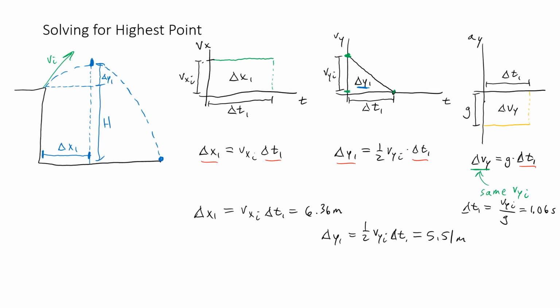So we might label some kind of a total height at this point as being the delta y1 plus the height of the cliff. And putting in numbers here, we would get 30.51 meters.